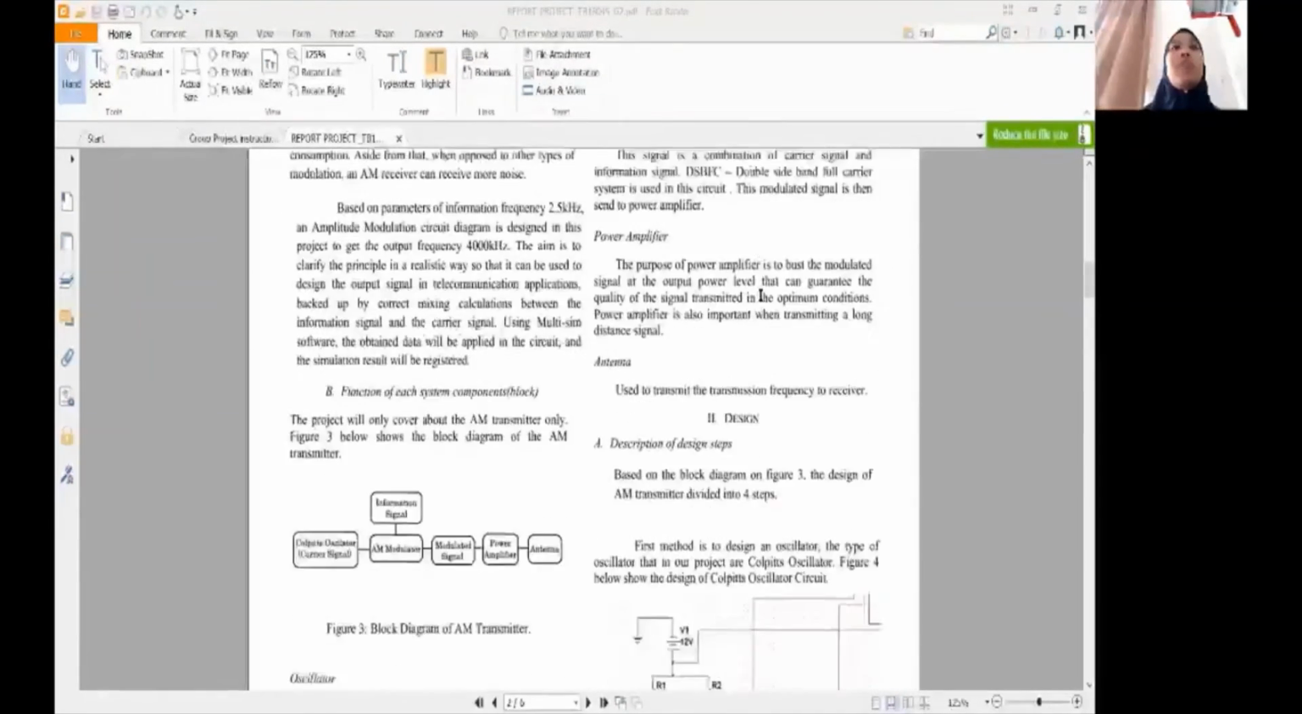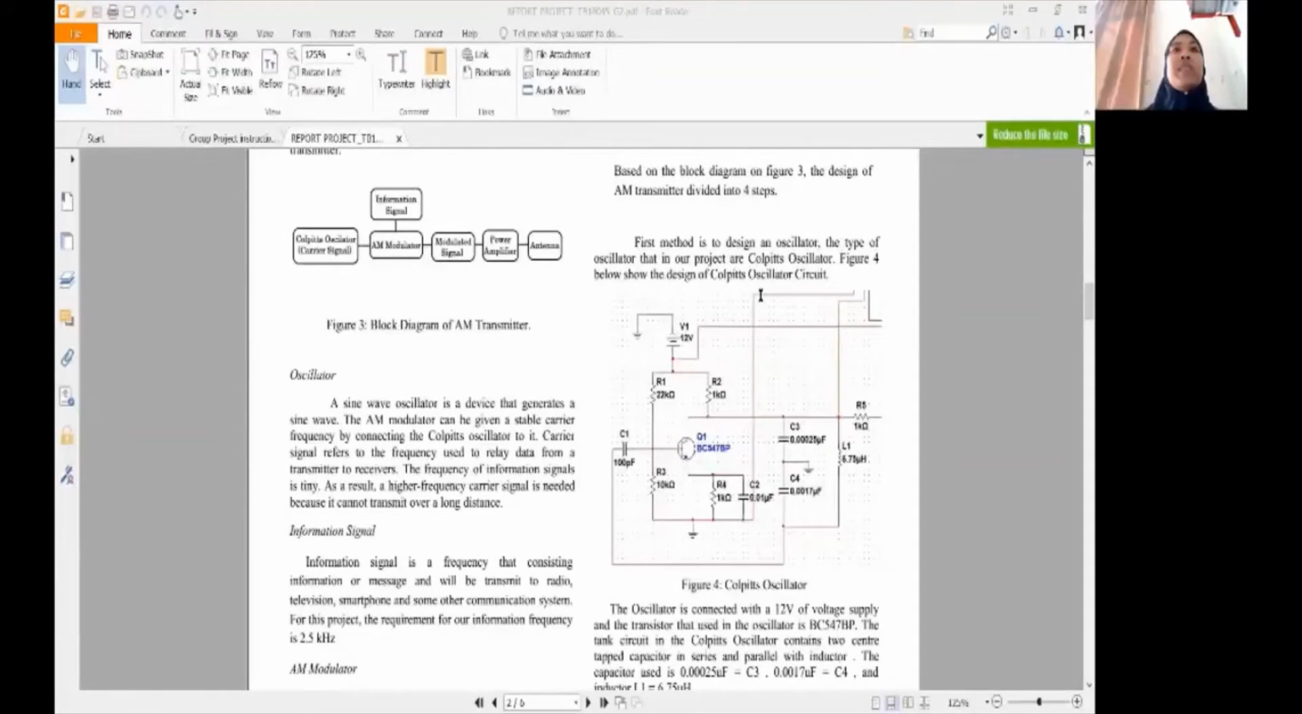I will explain about the block diagram of this system. In this block diagram, we use a Colpitts oscillator, information signal, AM modulator, modulated signal, power amplifier and antenna. We use a Colpitts oscillator because it is an LC type oscillator which is designed to generate high frequency sinusoidal oscillation.